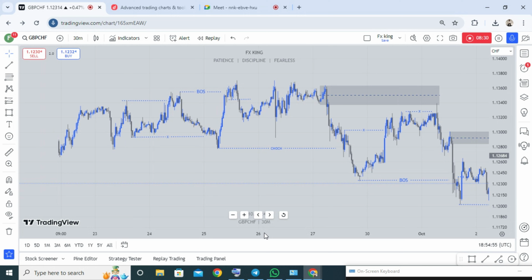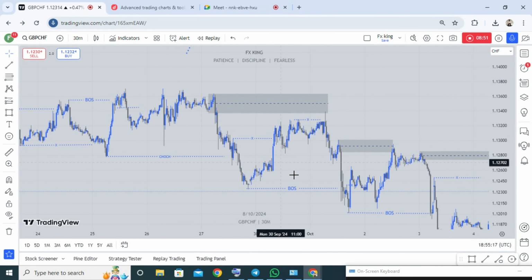You move from A, B, C, and D. If you miss out inducement, you never get your break of structure. If you miss that class on inducement, you never get a correct break of structure. And if you miss that class on pullbacks, you will not get a correct inducement. So yeah, that will be it. Do you have any questions?